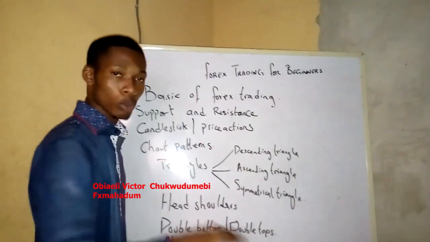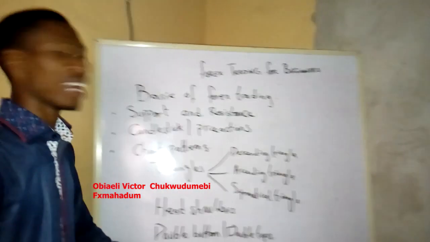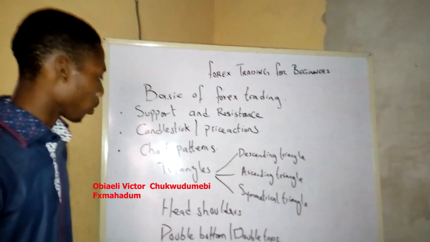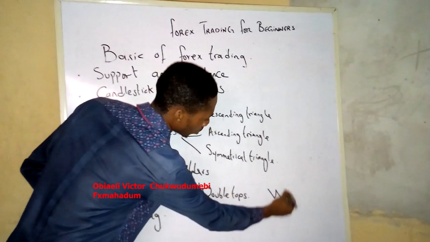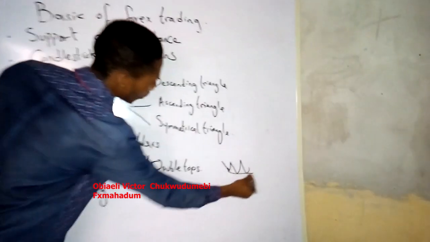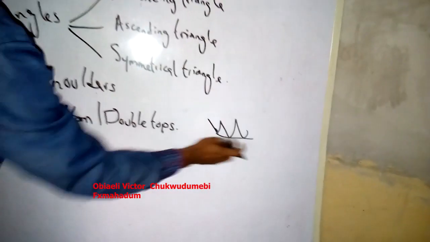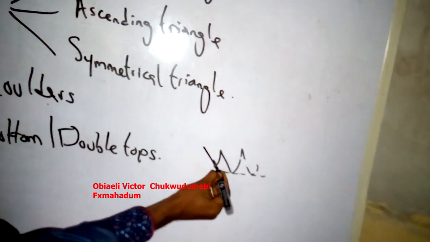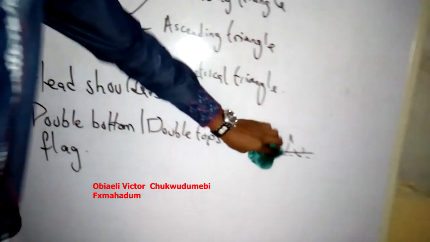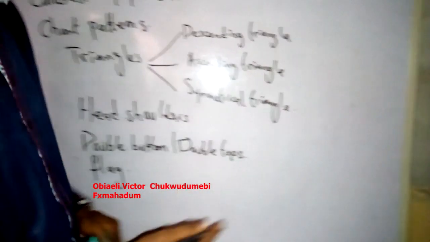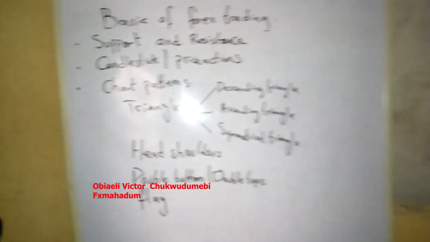Most times we have triple tops and triple bottoms, but when I see them, I assume it is a double bottom. Because of what? One, two, three. Triple bottom, but I just leave this last one and focus on the two, and just assume it's a double bottom or double top. They are still the same thing.